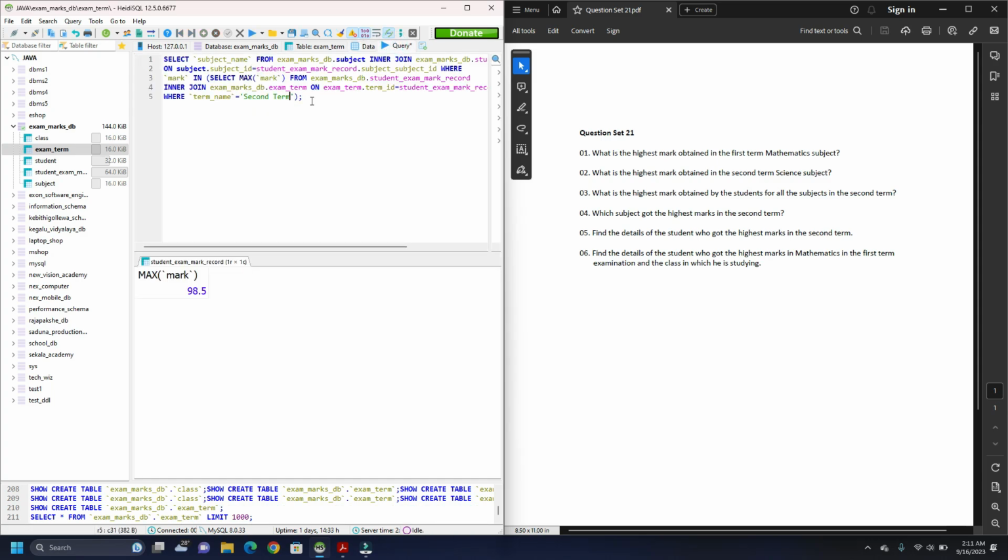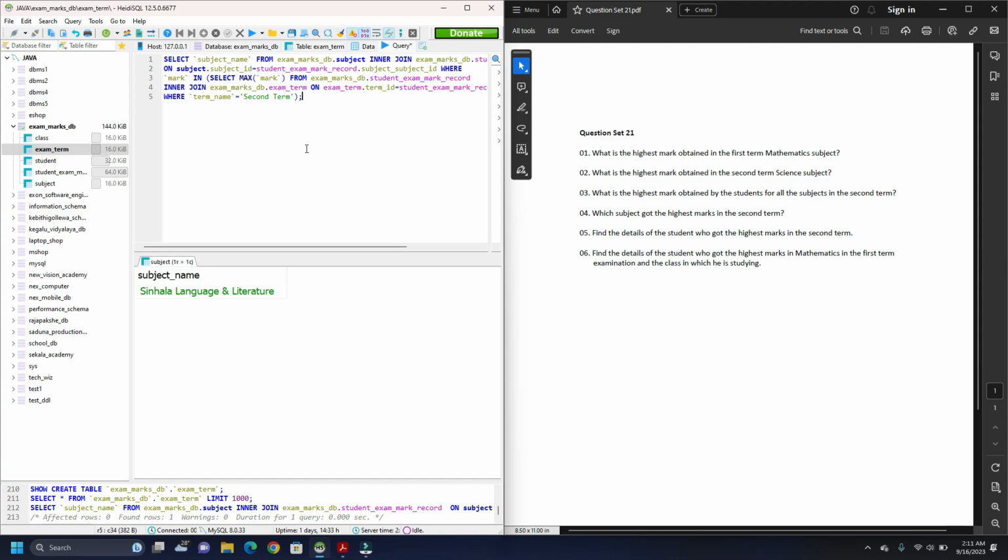And there you go, we have written the query for the fourth question. Let's go ahead and execute the query. So there you go, the subject name came as Sinhala language and literature. The Sinhala language and literature subject got the highest marks in the second term.